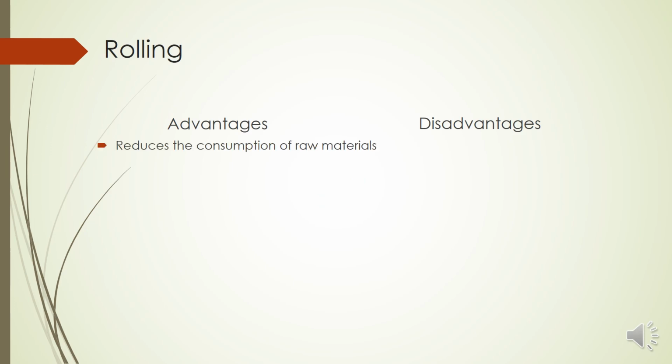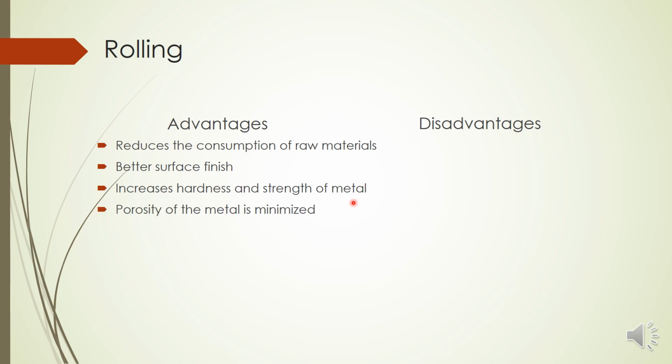The first advantage is that it reduces the consumption of raw materials. The raw material required is very little in rolling. And again, just like extrusion, the surface finish is better. Another important point: rolling increases the hardness and strength of the metal because the grains are arranged in a more orderly manner. It increases the hardness and strength of the metal, and also the porosity of the metal is minimized.